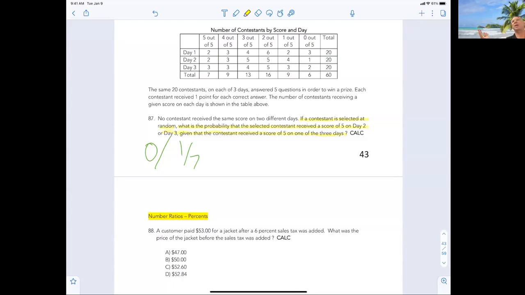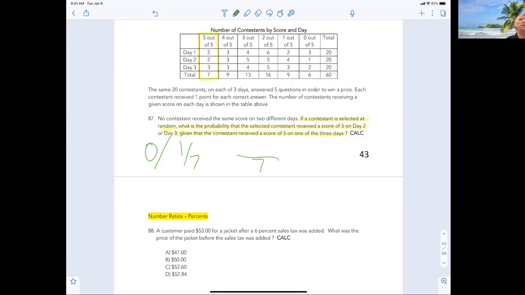Now, again, I understand this was super annoying. I'm agreeing with you. I read it like 5 times before I even had any idea what they were talking about. So I did know that they were only talking about those kids who scored a five. So how many kids scored a five? Seven. But we want the probability that they occurred on day two or day three.